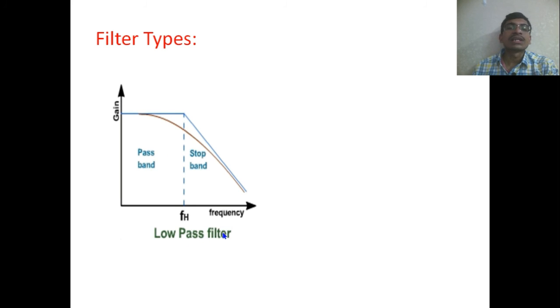The low pass filter will pass only the low frequency signals and attenuate the high frequency signals. This is the frequency response of a low pass filter. This is called the pass band. From 0 Hz to FH is called the pass band of the low pass filter, and greater than FH is called the stop band. Up to the pass band, we will have more gain, and the gain decreases in the stop band. This is about the low pass filter.